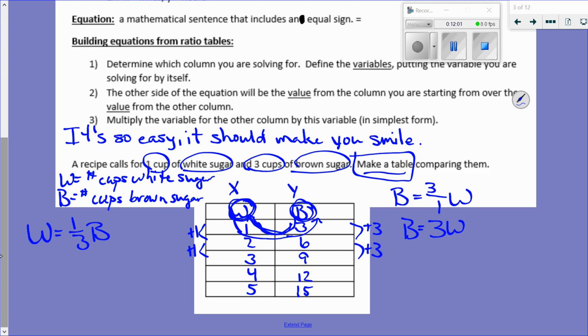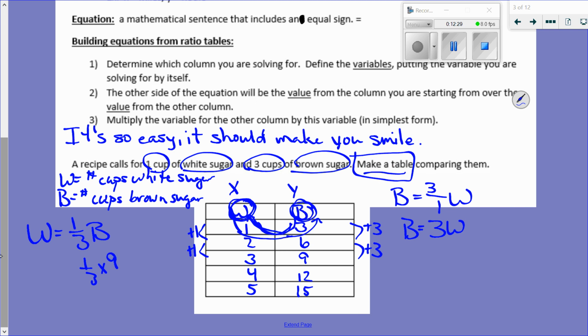Anybody? Now, this does go the other way, so let's check the other way. What if my B, my value for the brown sugar, was 9? If I put 9 in, how do I do 1/3 times 9? How do I do 1/3 times 9? Who knows how to do that?